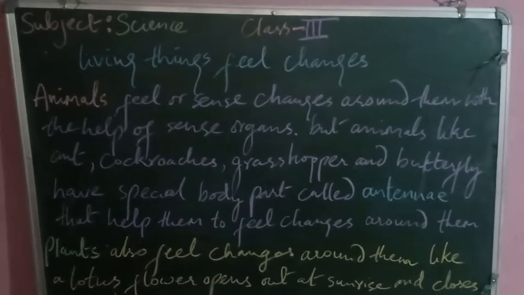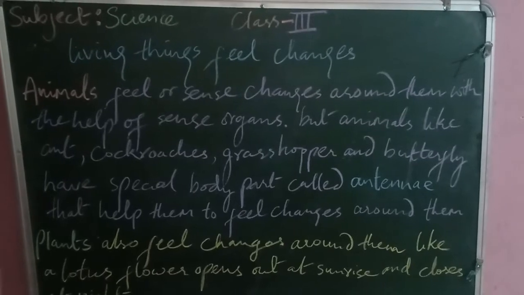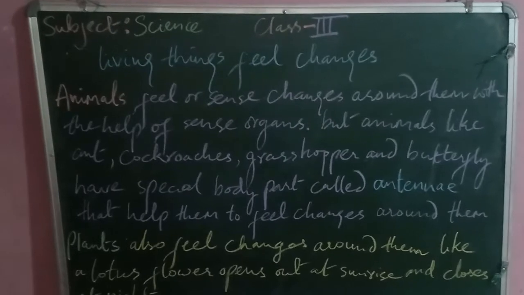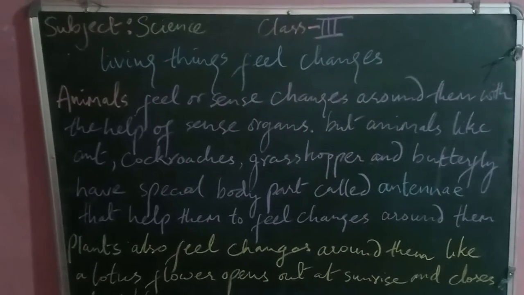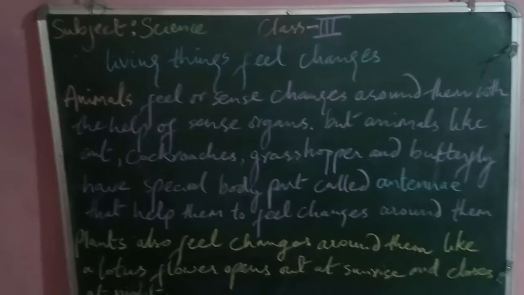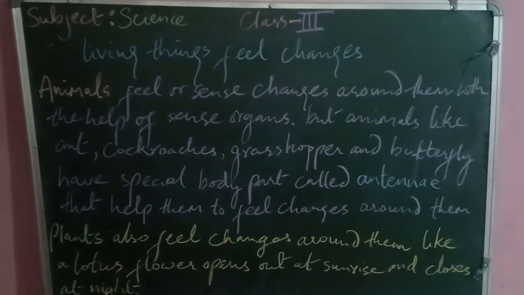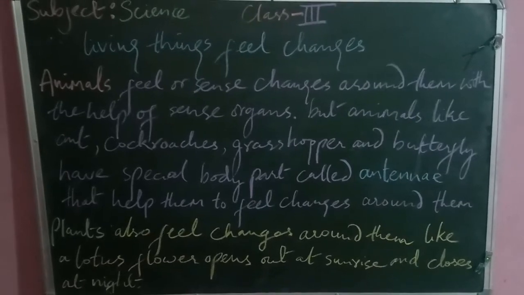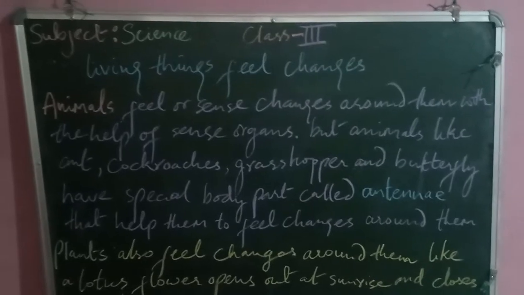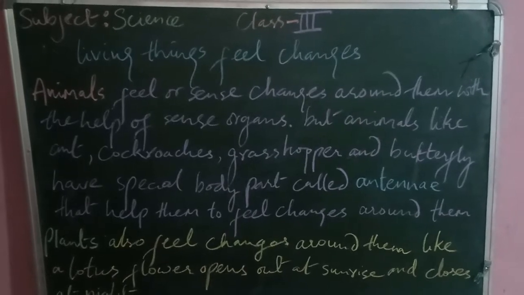Moving on. The next topic we have is living things feel changes. We can feel changes around us such as hot and cold weather. In the same way, animals and plants can also feel changes around them. Animals feel or sense changes around them with the help of sense organs, which are eyes, nose, ears, tongue and skin. These are some of the senses that human beings have, and even some animals have.